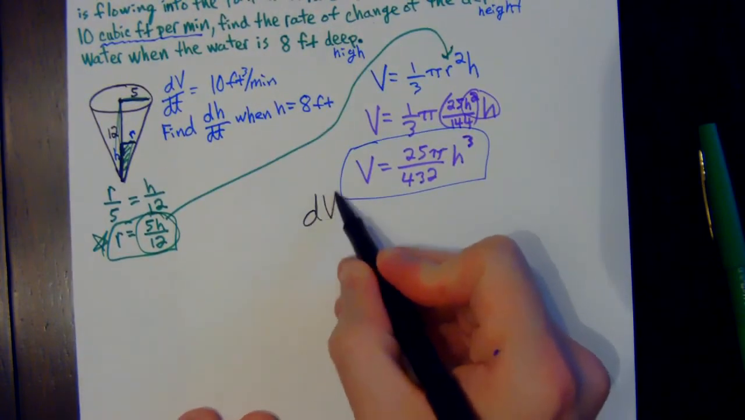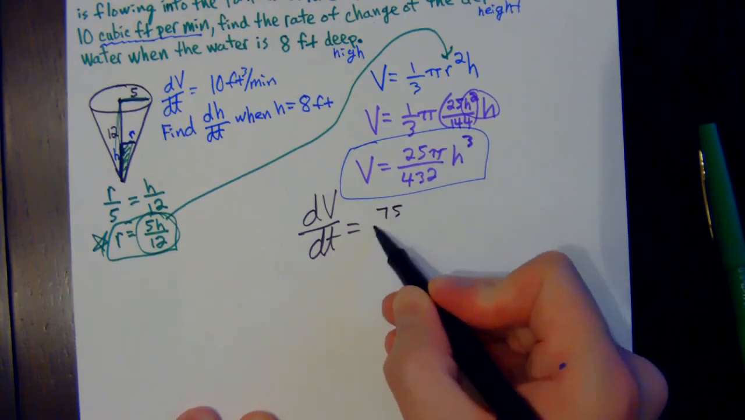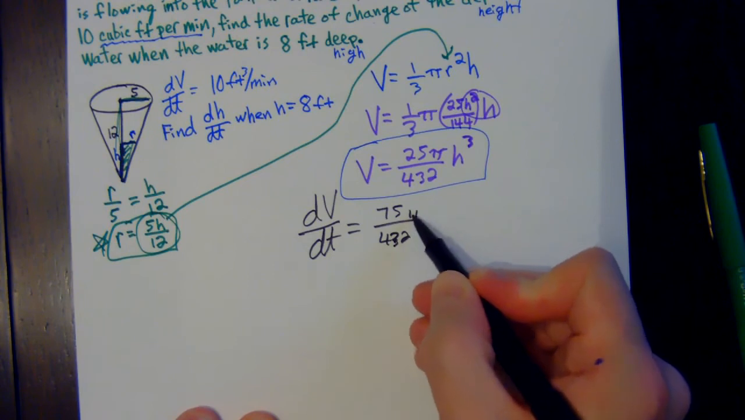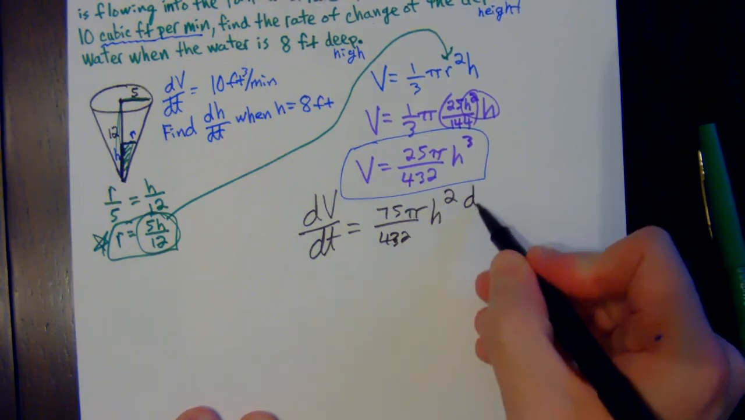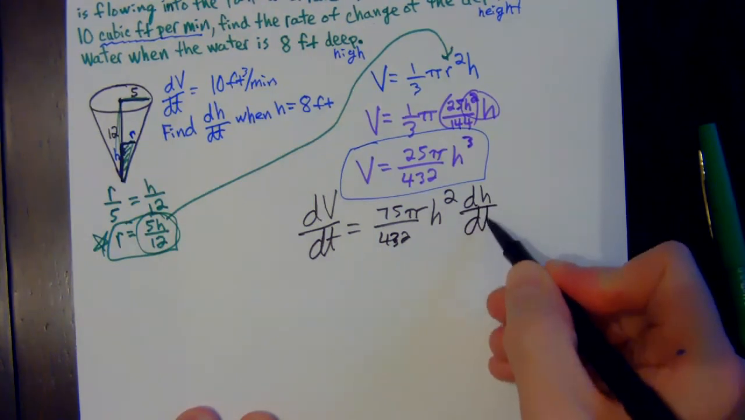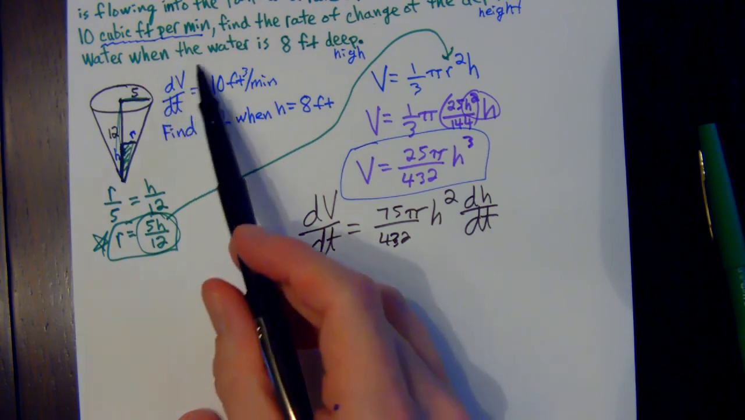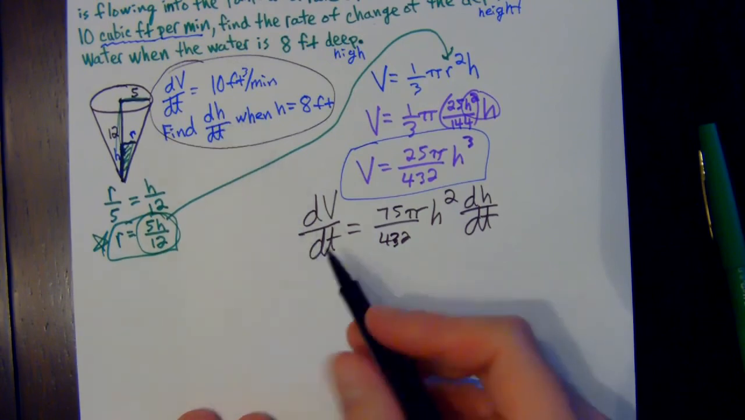We're going to go dV/dt. You're going to multiply by the power, so that's going to be 75 over 432. Remember to carry down the pi with it. You're going to multiply by the power, decrease the power by 1, and then you got to remember to tag on the dh/dt because you use the derivative of h with respect to time. And now after you take the derivative, that's when I'm going to plug in those numbers, never before. So take 10 and plug that in.